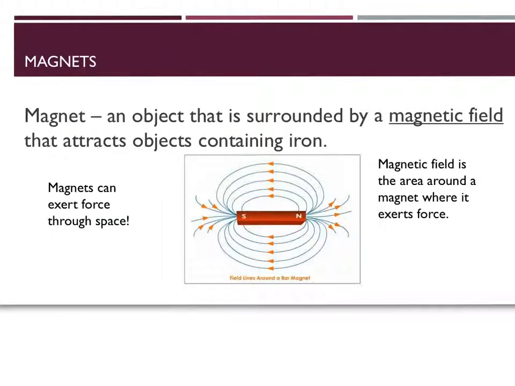Let's start with what a magnet is. You can see the definition there: it's an object that's surrounded by a magnetic field. Just so you know, a magnetic field is the area around the magnet where it can exert force or affect things. Magnets can exert force through space. That means they don't have to touch something to have an effect on it. That magnetic field can affect things that are not directly touching the magnet. You've seen this before, where you get two magnets close to each other and all of a sudden they snap together, or maybe they push apart. That's what a magnetic field and a magnet are.